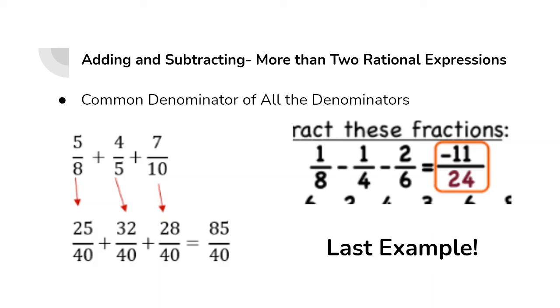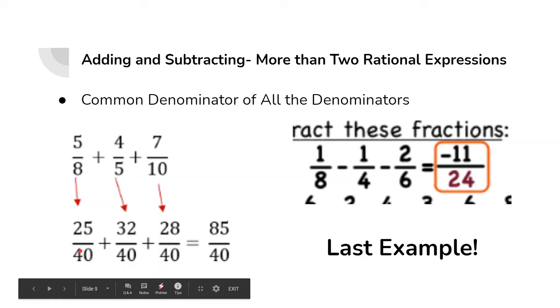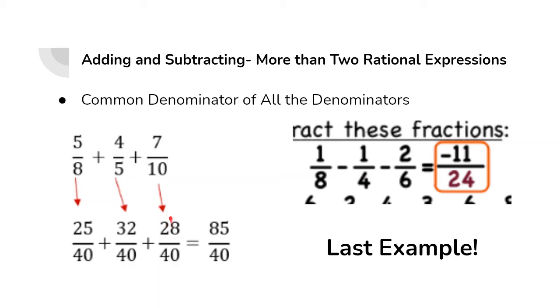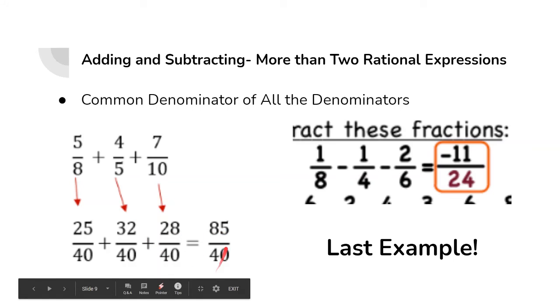All right, now the final scenario: adding and subtracting more than two rational expressions. We actually did this on a slide before, where we added three different fractions. We had to find the least common multiple of all three of these fractions. And in this case, it's 40, so we multiply 8 times 5, so we have to multiply 5 on the top as well. Here we multiply 8 times 4, which is 32. And here we multiply by 4, so it's 28. And you get the answer 85 over 40.